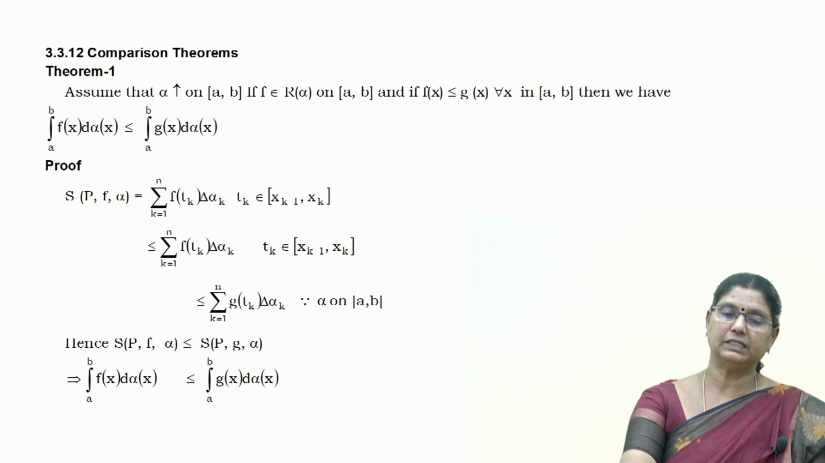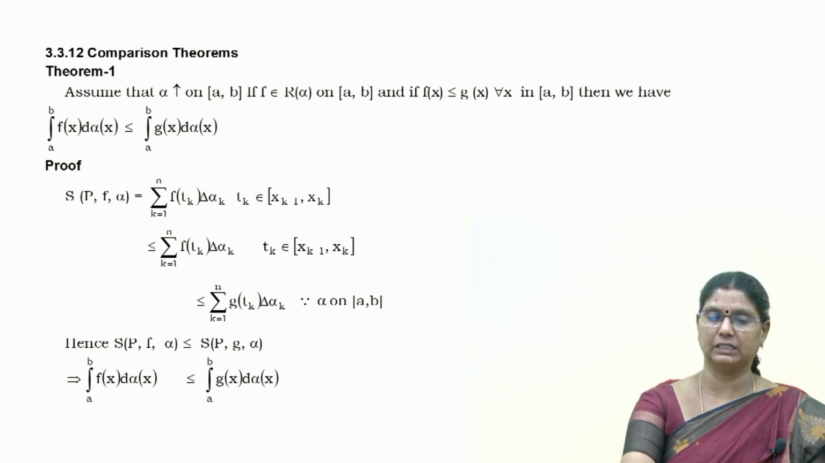Next one, comparison theorem. Assume that alpha is increasing on the closed interval [a, b]. If f belongs to R of alpha on [a, b], and if f of x is less than or equal to g of x for every x in [a, b], then we have integral a to b f of x d alpha of x is less than or equal to integral a to b g of x d alpha of x.